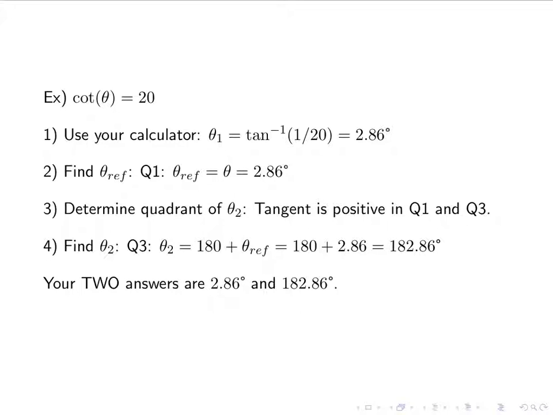And again, you can check it. Is tangent of 182.86 1 over 20, which is 0.05? Or, again, take tangent of it, hit the reciprocal button, and make sure you're getting something very close to 20.